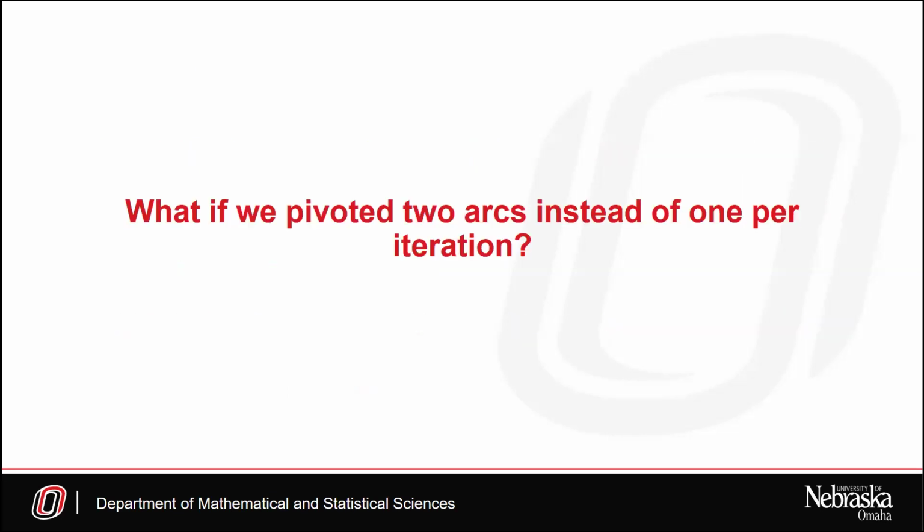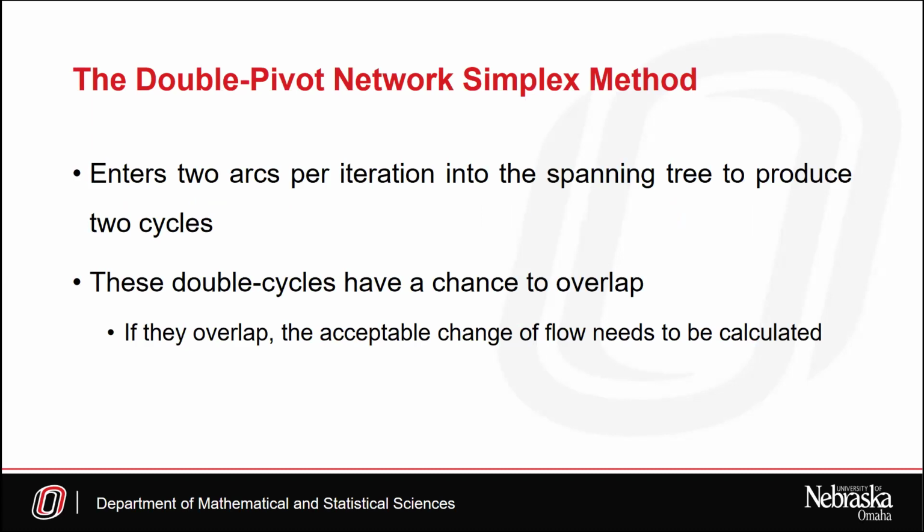So now that we know the single pivoting method and computationally effective ways to update it, what if we pivoted 2 arcs instead of 1 per iteration? That's the meat and bones of what my thesis is: what if we decided to improve this computationally in a different aspect, in multidimensional search. So the double pivot method enters 2 arcs per iteration into a spanning tree to induce 2 separate cycles.